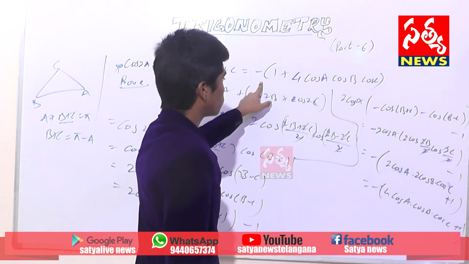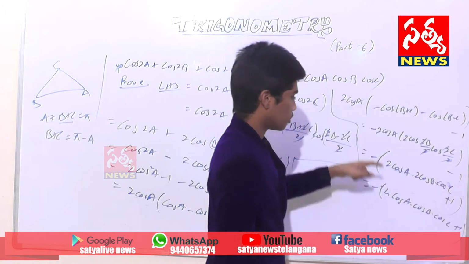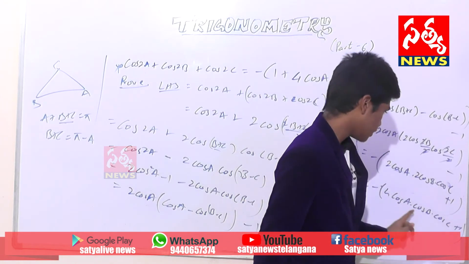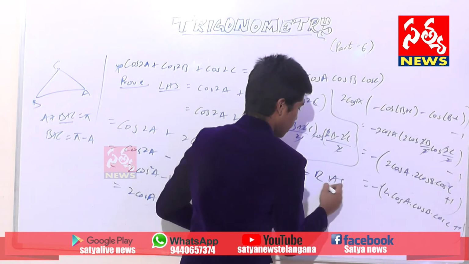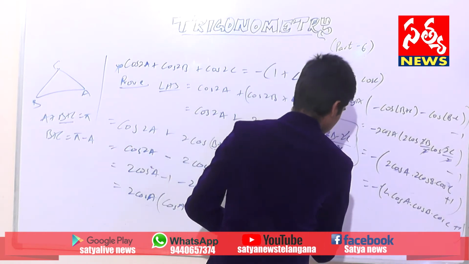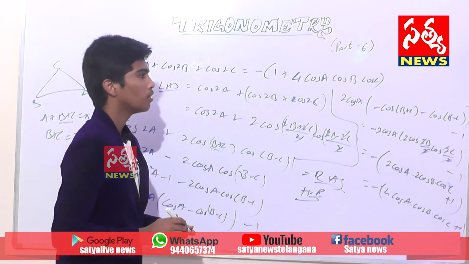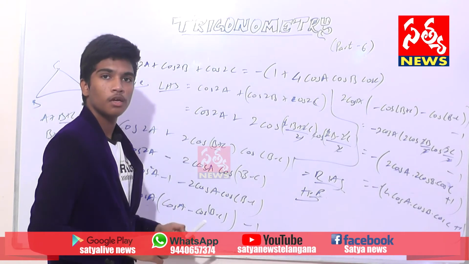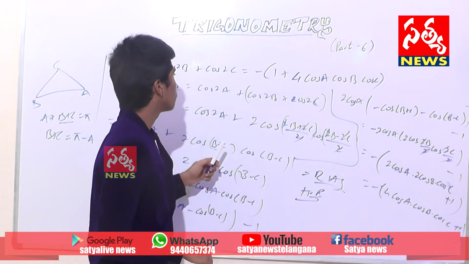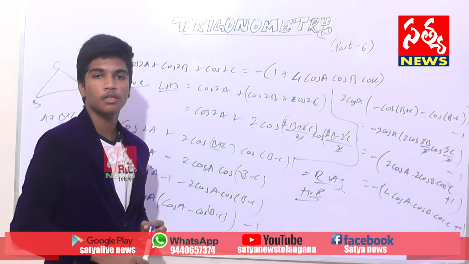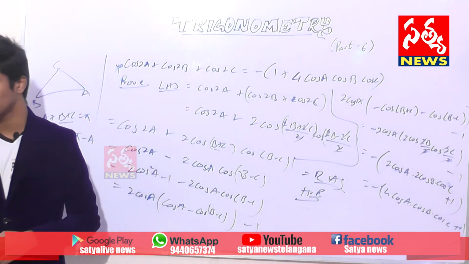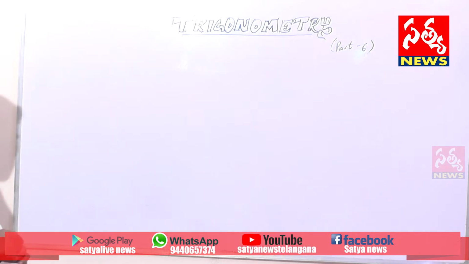See the RHS, minus of 1 plus 4 cos a cos b cos c. So this is RHS, hence proved. Hope you understood the proofs. There are a lot of identities like this. I have given all of those in the description. You can check there.